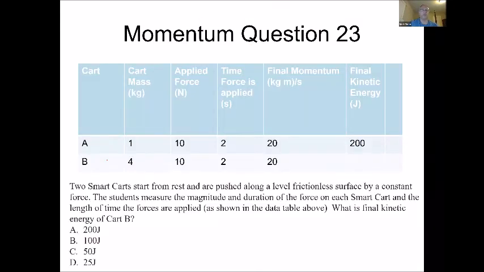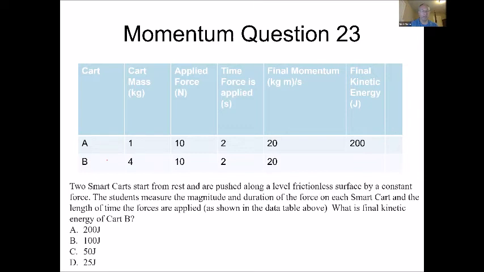All right, so let's look at number 23. Two smart carts start from rest and are pushed along a level frictionless surface by a constant force. The students measure the magnitude and duration of the force on each smart cart and the length of time the forces are applied. What is the final kinetic energy of cart B?